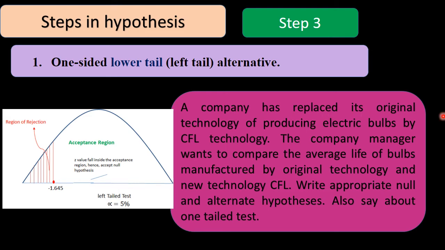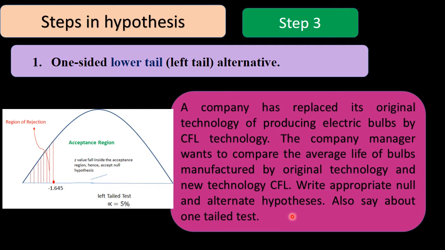We'll take one example. A company has replaced its original technology of producing electric bulbs with CFL technology. Earlier, the bulb was produced with the original technology. Now, the bulb is produced by the CFL technology. Then the company manager wants to compare the average life of these bulbs manufactured by the original technology and the new technology, CFL. Then what we need to do, now that we know the comparison, is write the appropriate null and alternative hypotheses.